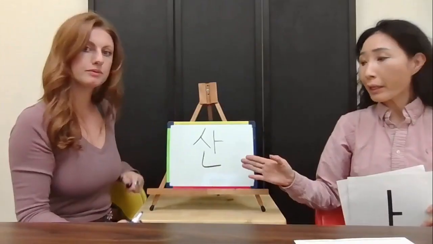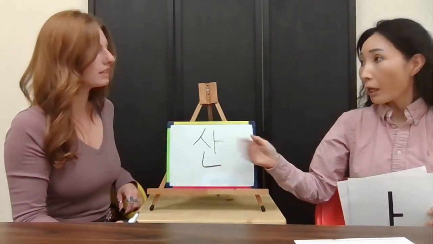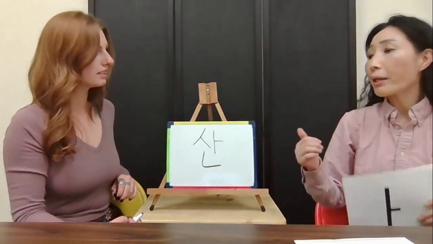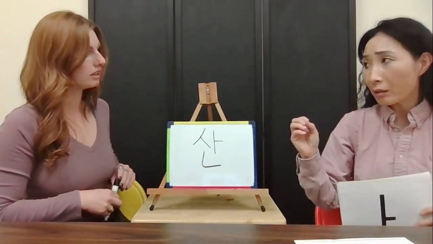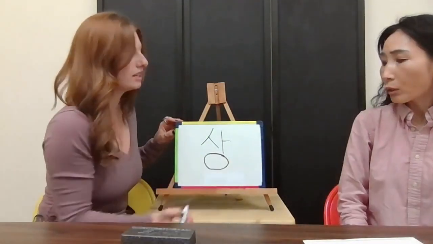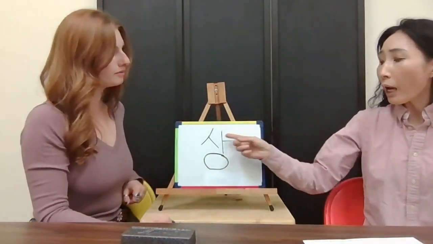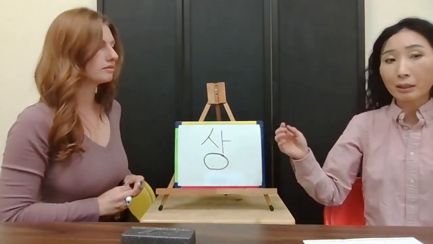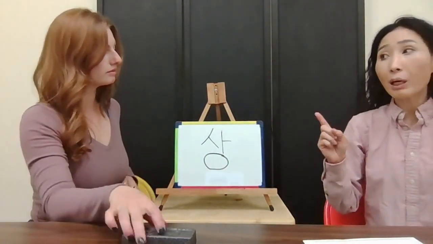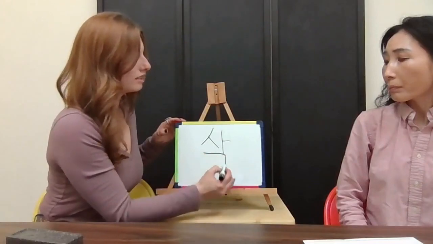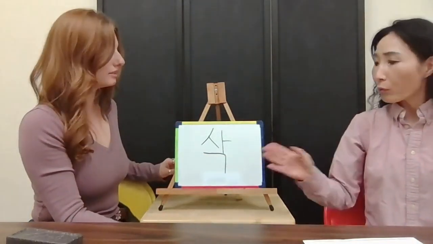So what sound did we make? Sa plus n sound, san. Good. And how about the ing sound? Sang. So, sa plus ing sound makes sang. How about the gu sound, kyo? Sak. That's right. Very good.